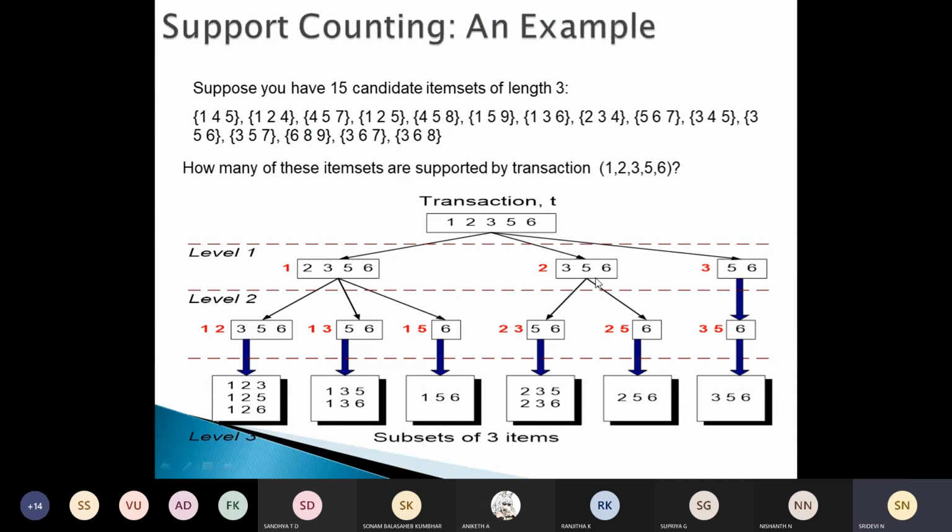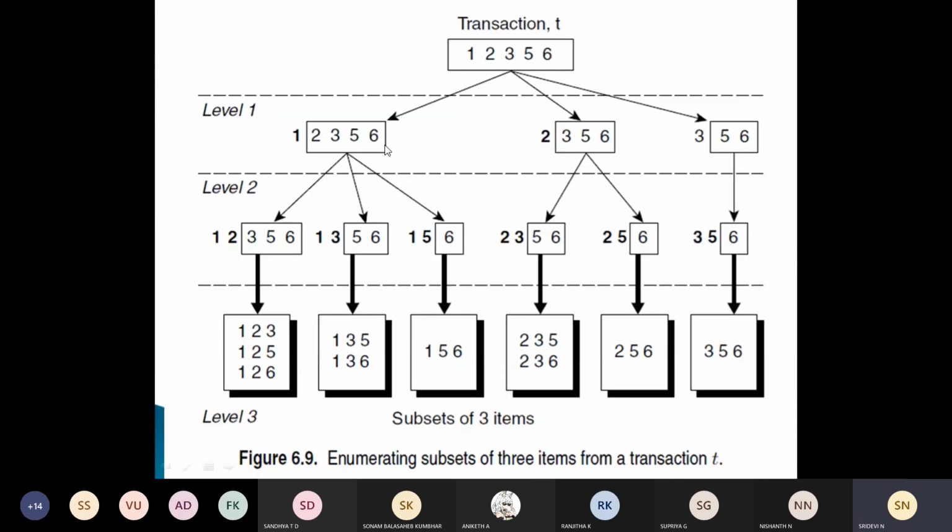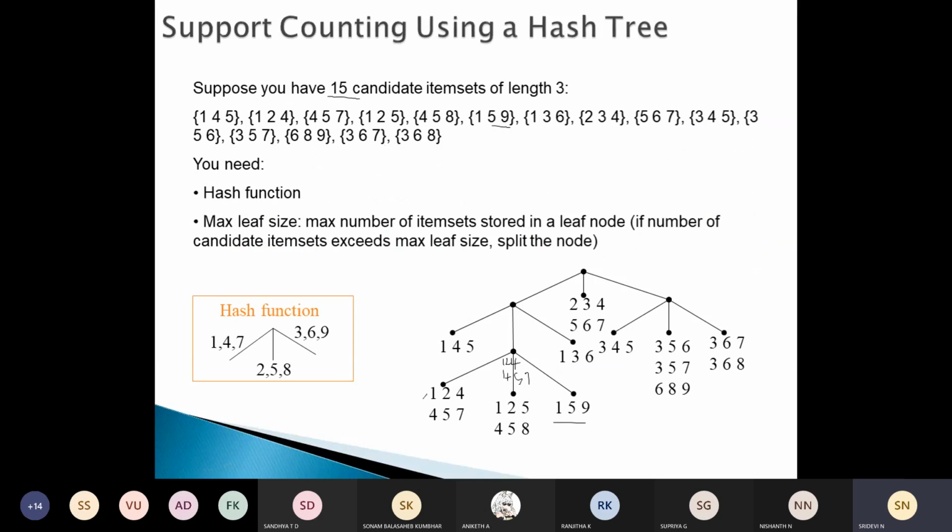We know that there are a certain number of transactions which will support. So how to do it from these 15 candidate item sets? We'll just construct a hash tree for this. Okay, how to construct a hash tree? We'll just discuss that now. So we need a hash function for that.